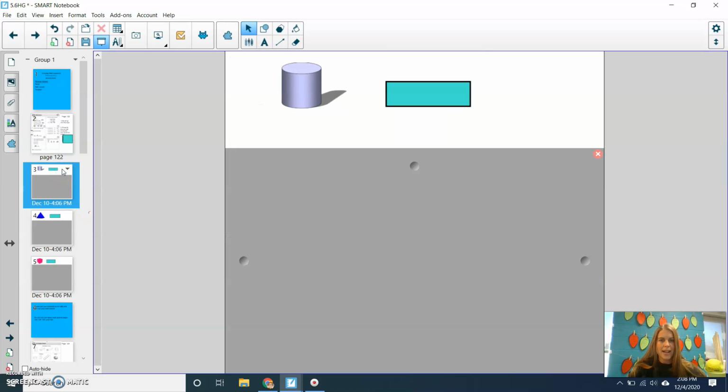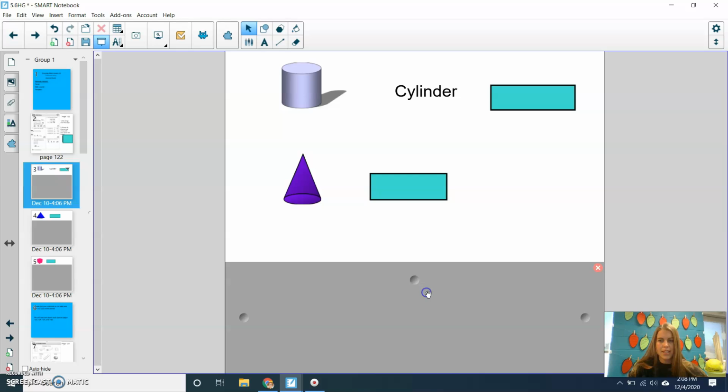On this next slide, you don't need to write anything down, but I want you to either think to yourself or whisper, what is the name of this shape? And if you're thinking that it is a cylinder, you are correct. I'm going to show you 6 more or 5 more like that. What shape is this? If you're thinking cone, you are correct.